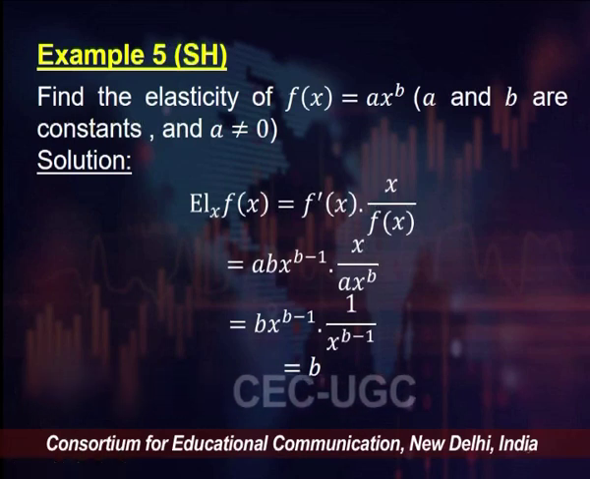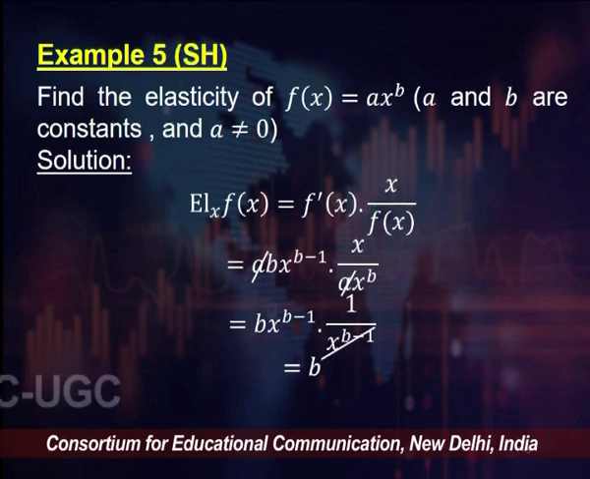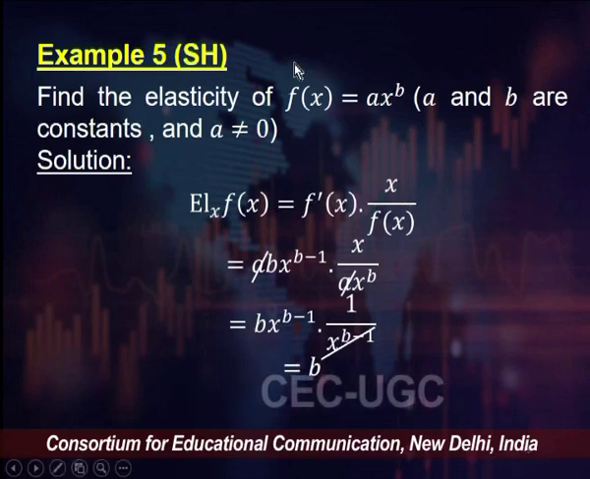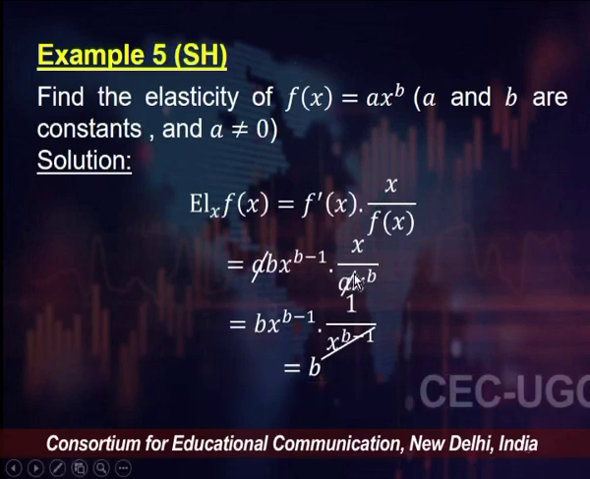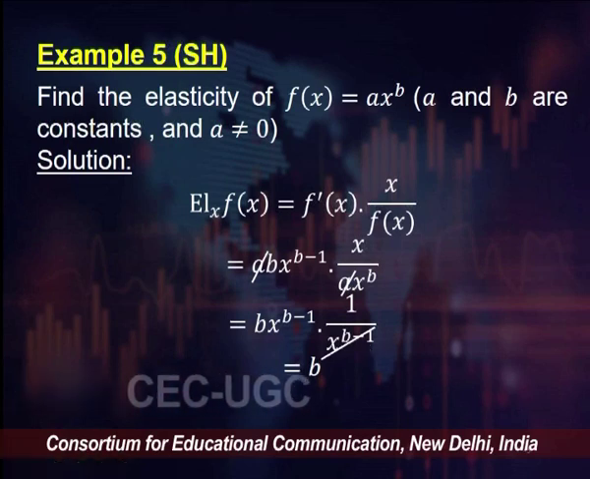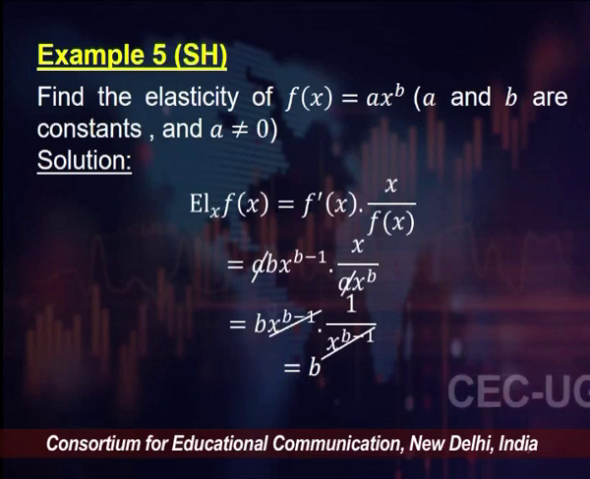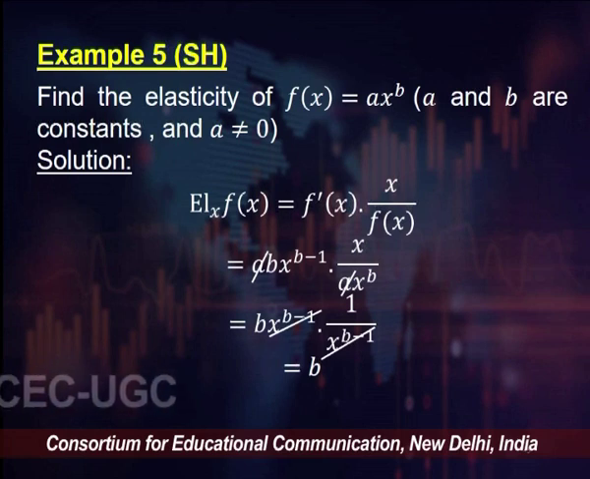Now, you can see here that the a in the numerator will cancel out the a in the denominator. The numerator can be written as x to the power b minus 1 times x, and if I take this x to the denominator, I have another x to the power b minus 1 in the denominator. So, that will cancel out the x to the power b minus 1 in the numerator, and what you are left with as the elasticity of the function with respect to x is b.